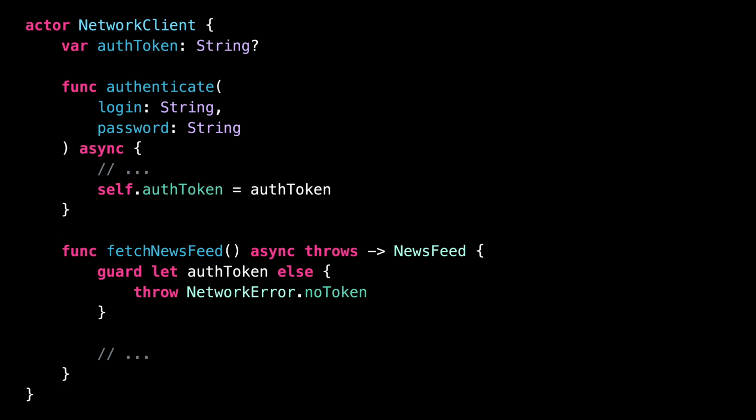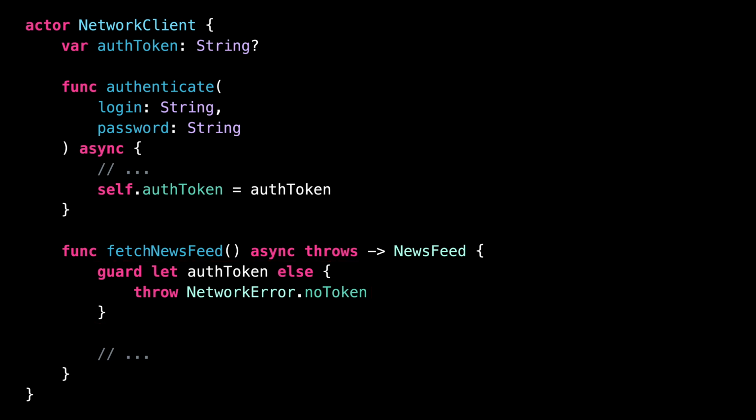This code will run perfectly fine. However, there's one annoying issue. The code assumes that the method authenticate will always be called before the method fetchNewsFeed. However, the compiler has no way to enforce this rule. This is a problem because not only does it open up the way to potential bugs, but it also forces every call site of the method fetchNewsFeed to deal with a potential error case.